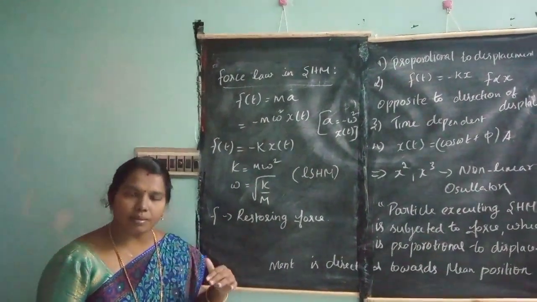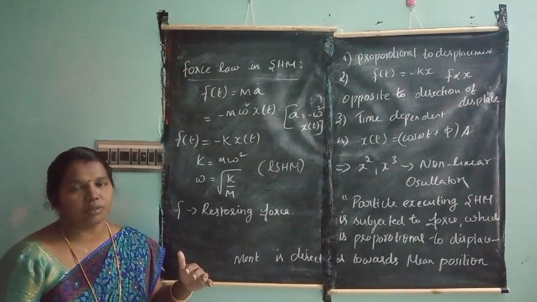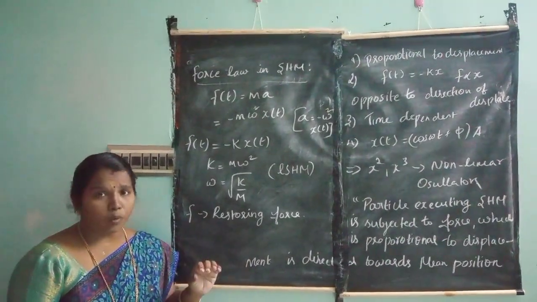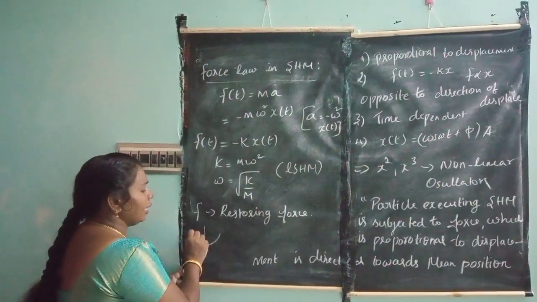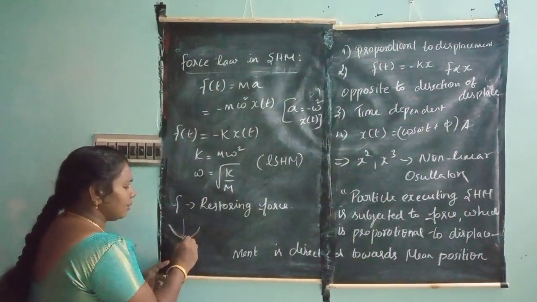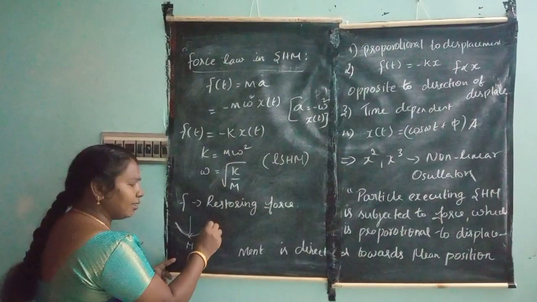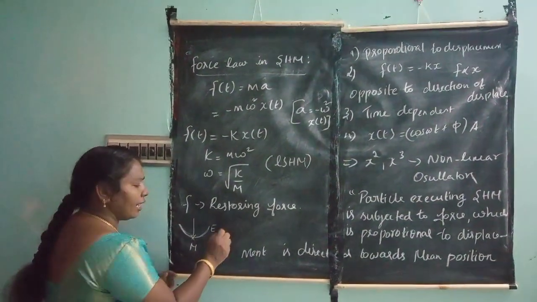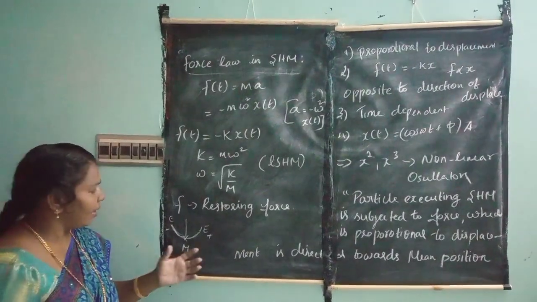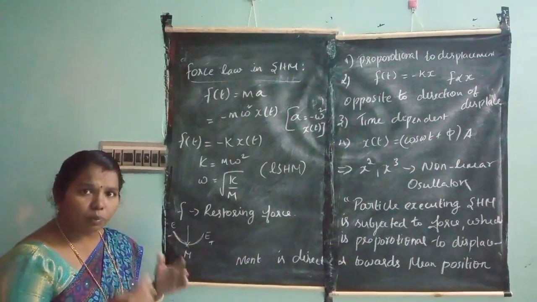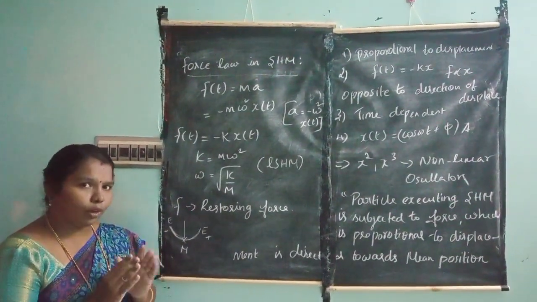Because we have discussed velocity, acceleration and displacement in simple harmonic motion. See here, now the particle is moving. It is a to and fro motion. This is the mean position and this is the extreme position. This extreme position is taken as positive and this extreme position is taken as negative. So when the particle is moving, it is compulsorily executing a force.